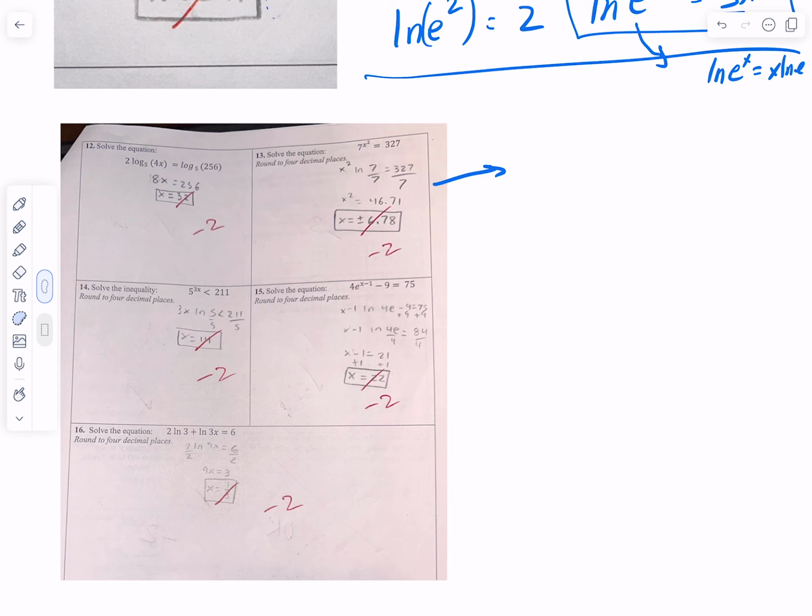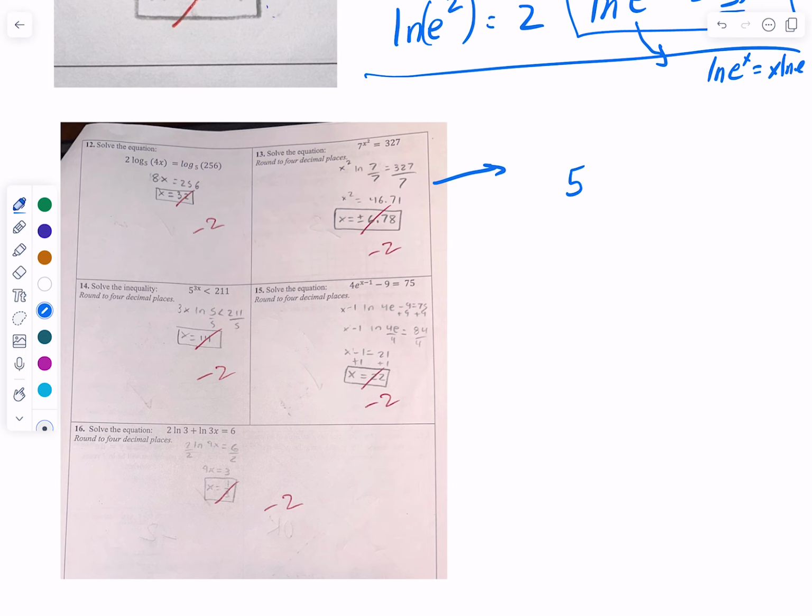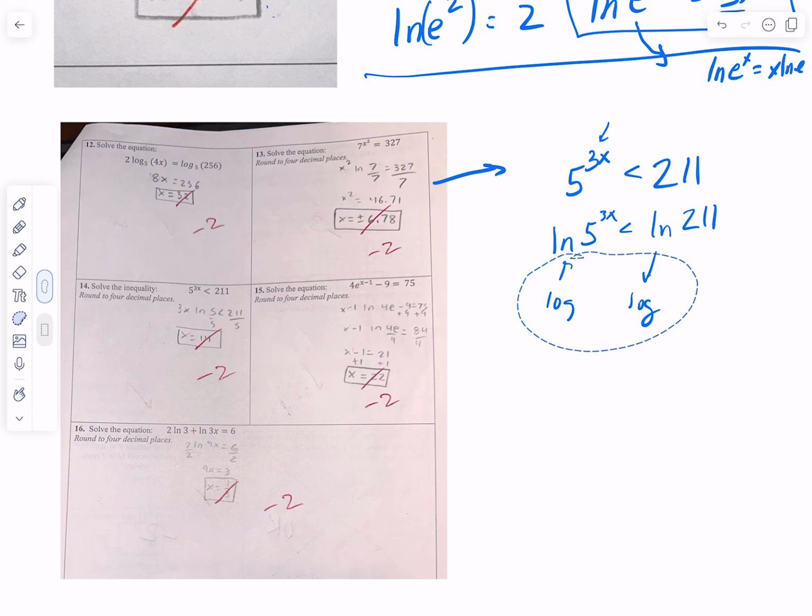This next one's an inequality. It's the same trick. All these are the same trick. So 5 to the 3x is less than 211. All right, got to get this thing out of the exponent. So we're going to do log of 5 to the 3x is less than, sorry, the log of 211. You could here use not regular logs too if you wanted to. It's all the same thing, but we just use the natural log because it's cool.